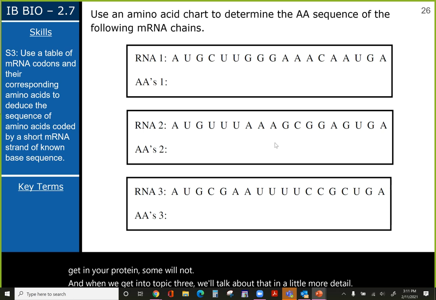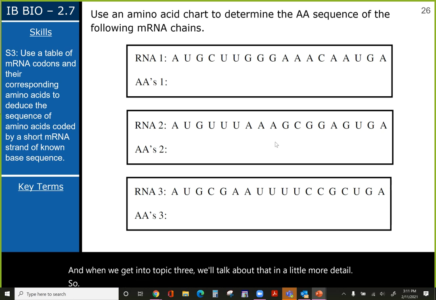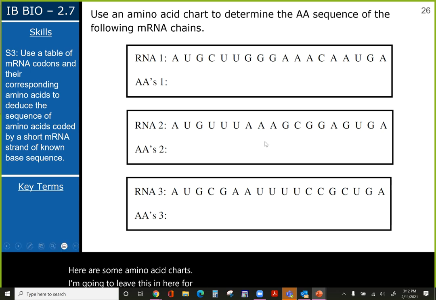So, here are some amino acid charts. I'm going to leave this in here for you. You can practice this on your own, and then you can check the answers on your own. You can go back in the recording and look.